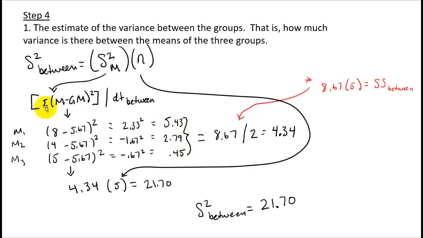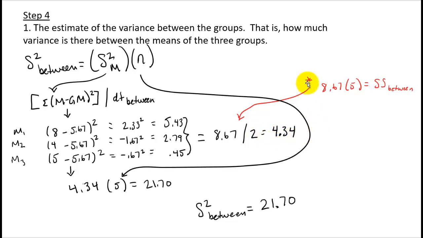Remember the sum of. So we're taking the sum of the square deviation scores, and that equals 8.67. So 5.43 plus 2.79 plus 0.45 is equal to 8.67. The next step is to divide it by the degrees of freedom, and we're talking about the degrees of freedom between. We calculated degrees of freedom between as the number of groups minus 1, and that is 2. So 8.67 divided by 2 is equal to 4.34.